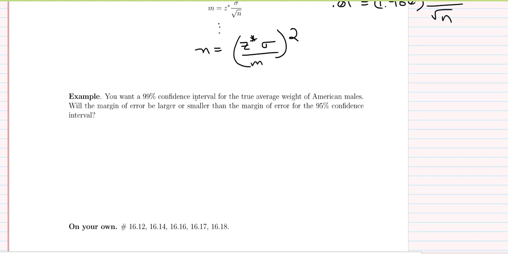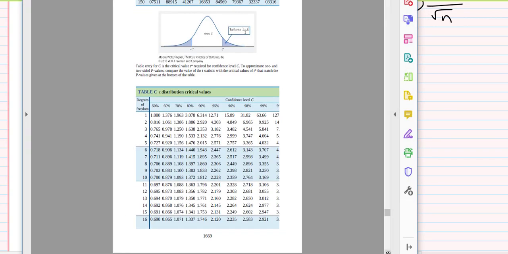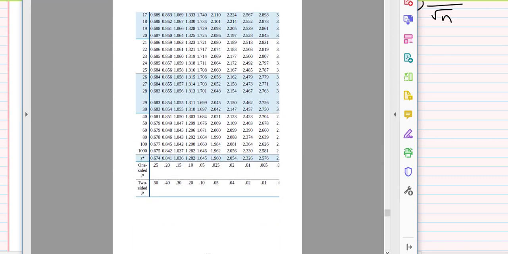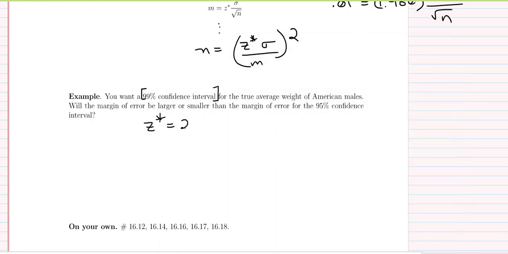Let's use this example here. We want a 99% confidence interval. So let's look at table C and check out what z star gives us 99% confidence. Here's 99%, it's the first full column on the right. And we see that is 2.576.